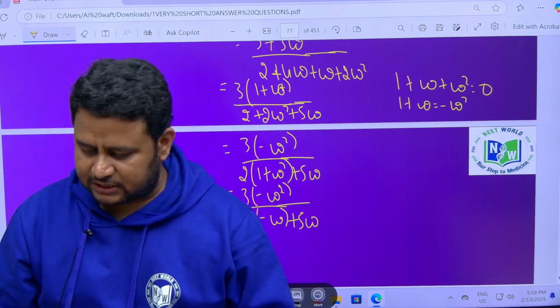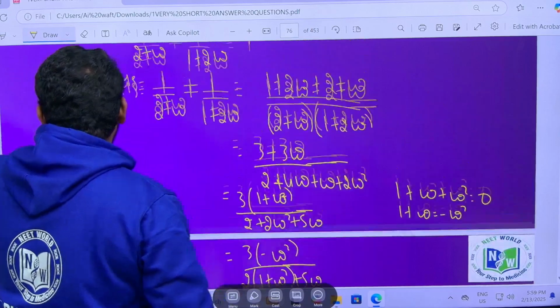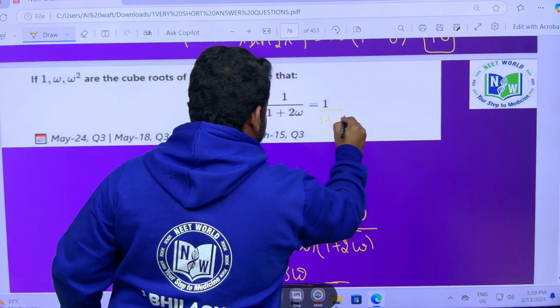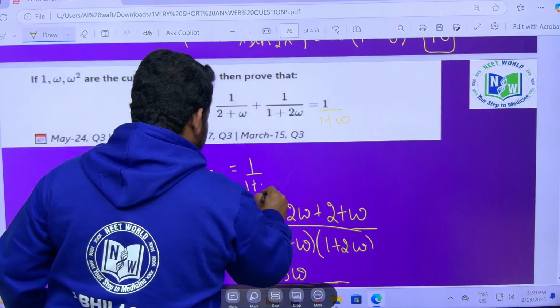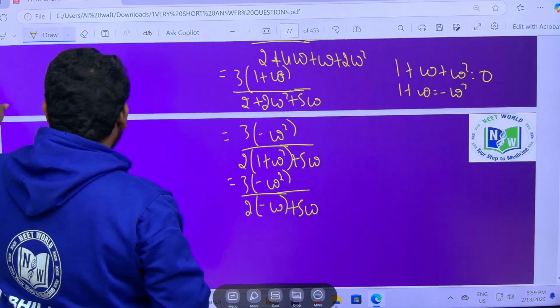Okay, let us have a look at the question. Whatever is given, the question says it is not equal to 1. Actually it should be 1 by 1 plus omega. There is a mistake in the question: 1 by 1 plus omega.